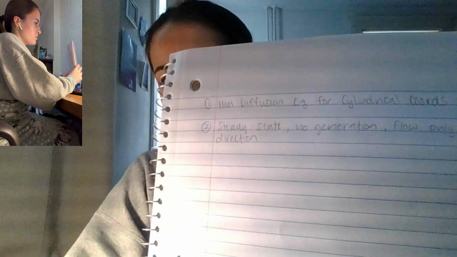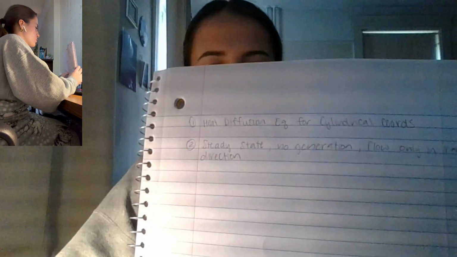So on my page right now, these are notes from yesterday, but this is to derive the heat diffusion equation in cylindrical coordinates since we already did it in Cartesian coordinates. And then after that, we're going to simplify the equation that we derive when it's a steady state system, there's no heat generation, and the flow is only going to go in the radial direction.